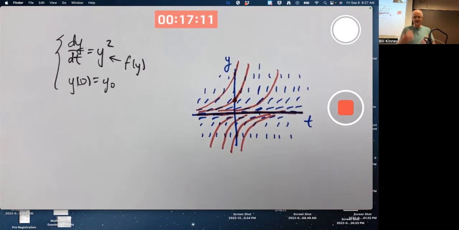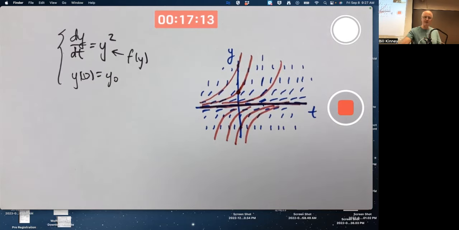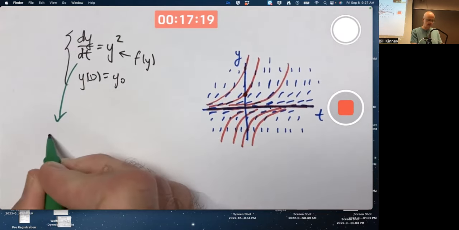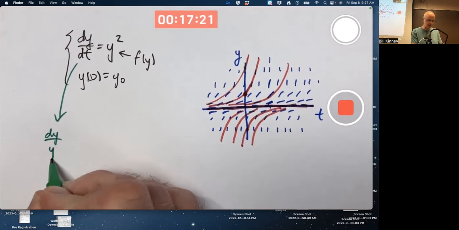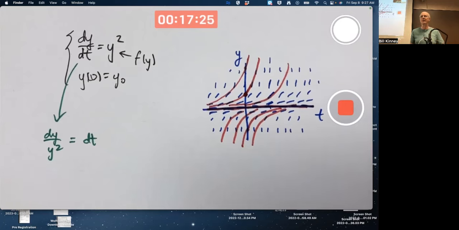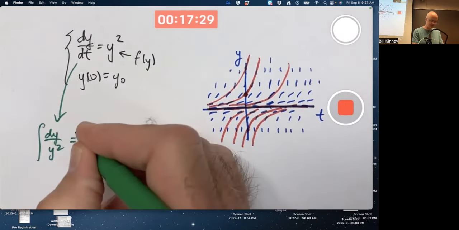All right, so that's a decent sketch of the slope field. Let's now solve this generic initial value problem with separation of variables. Divide both sides by y squared and, quote unquote, multiply both sides by dt. And then integrate.